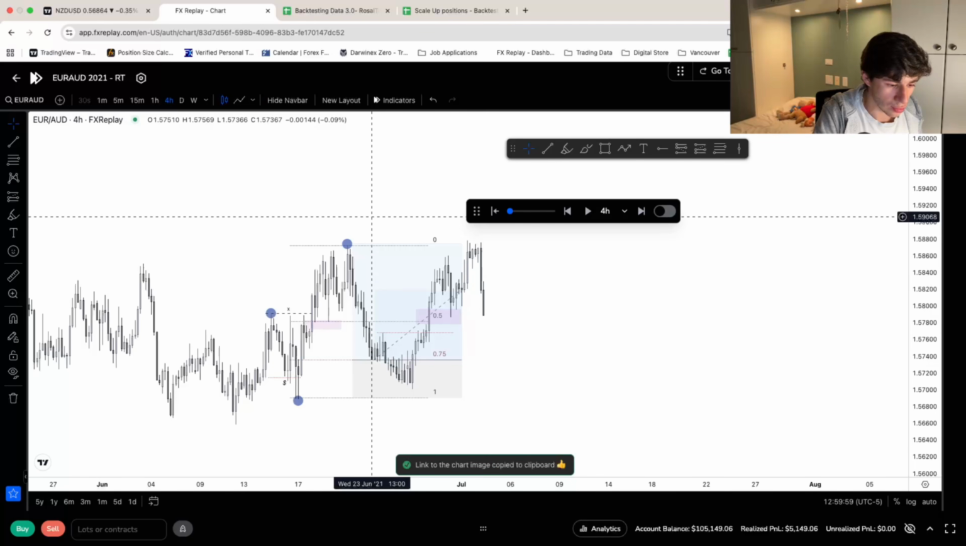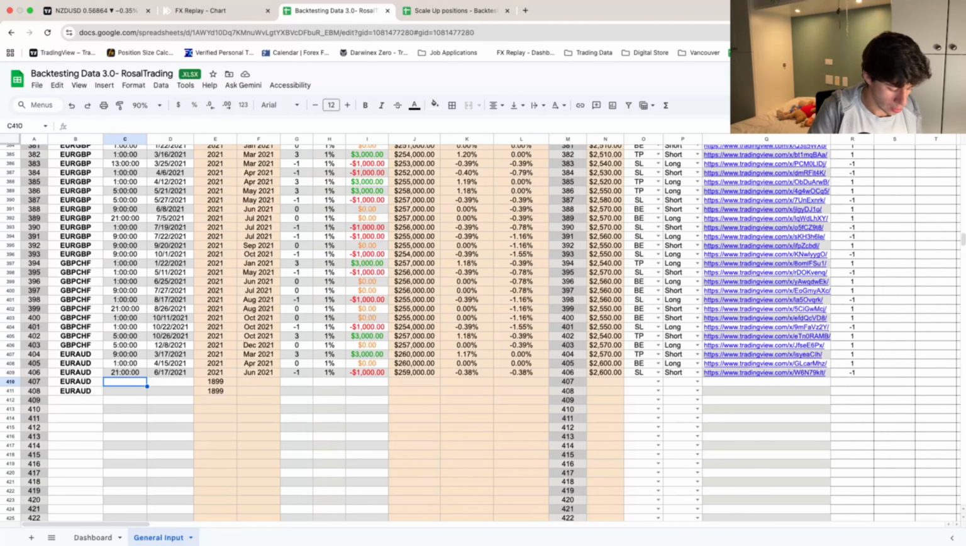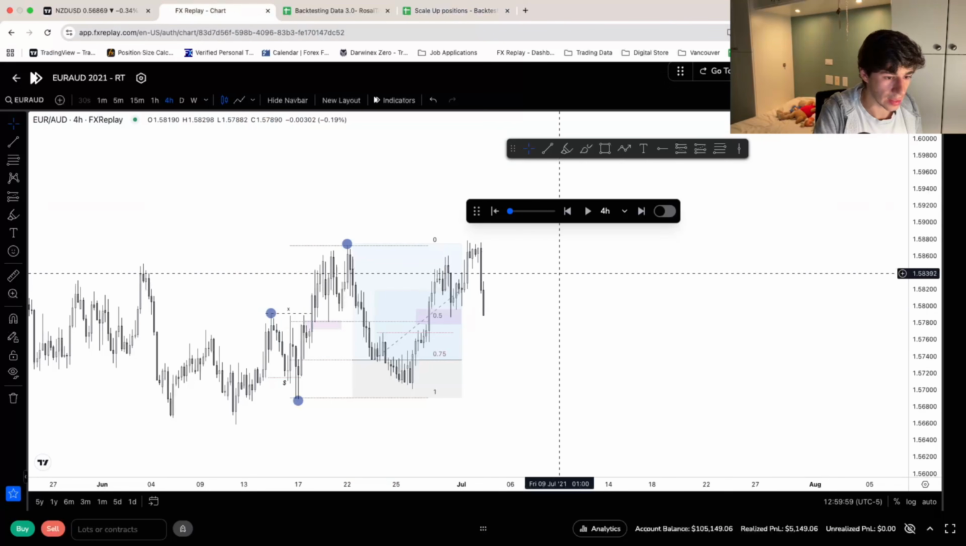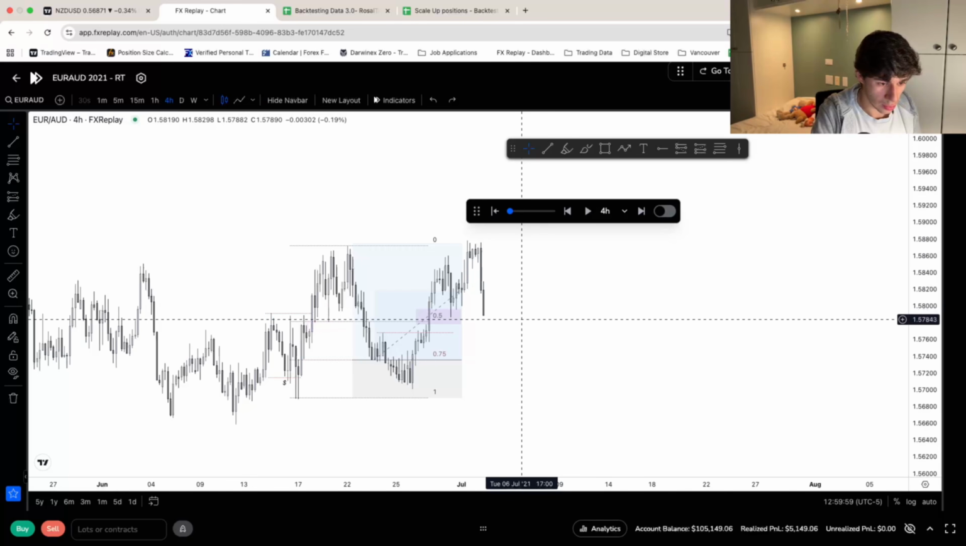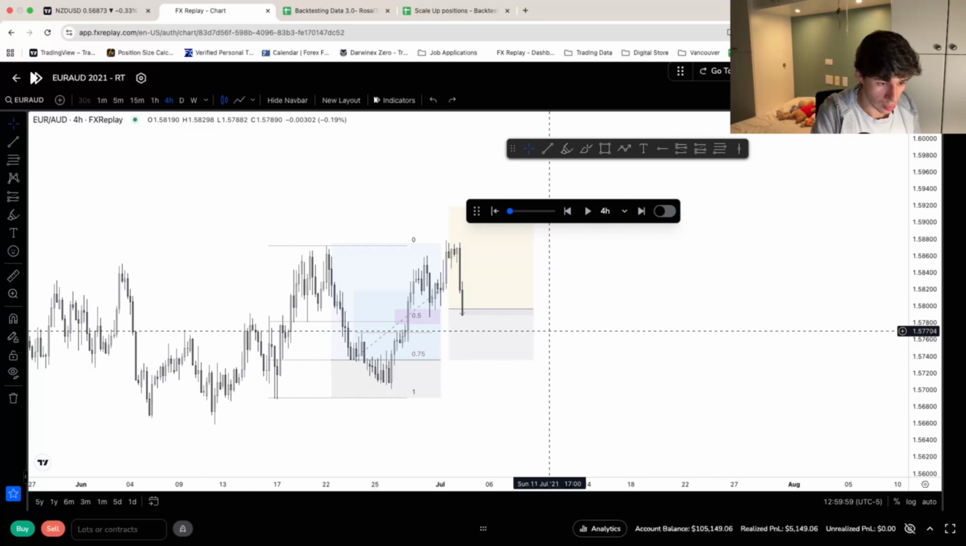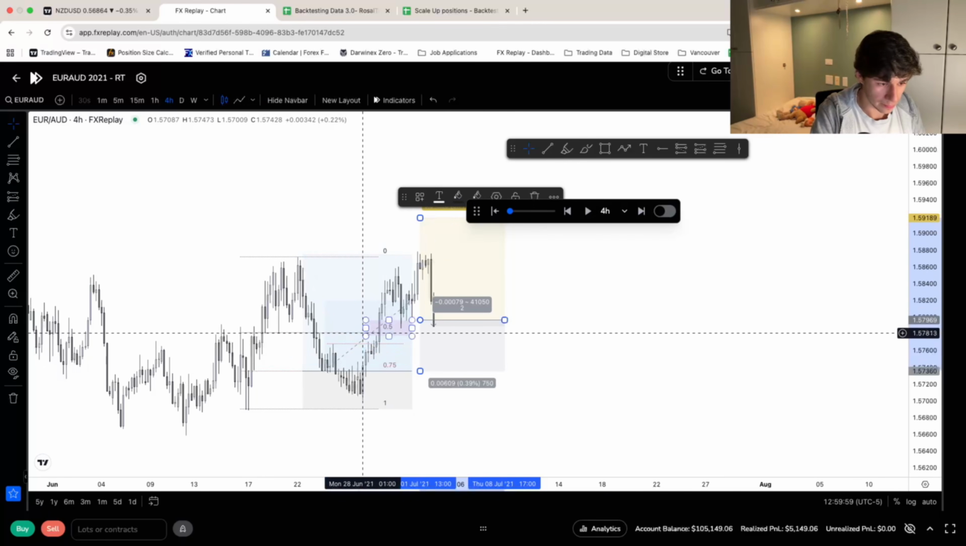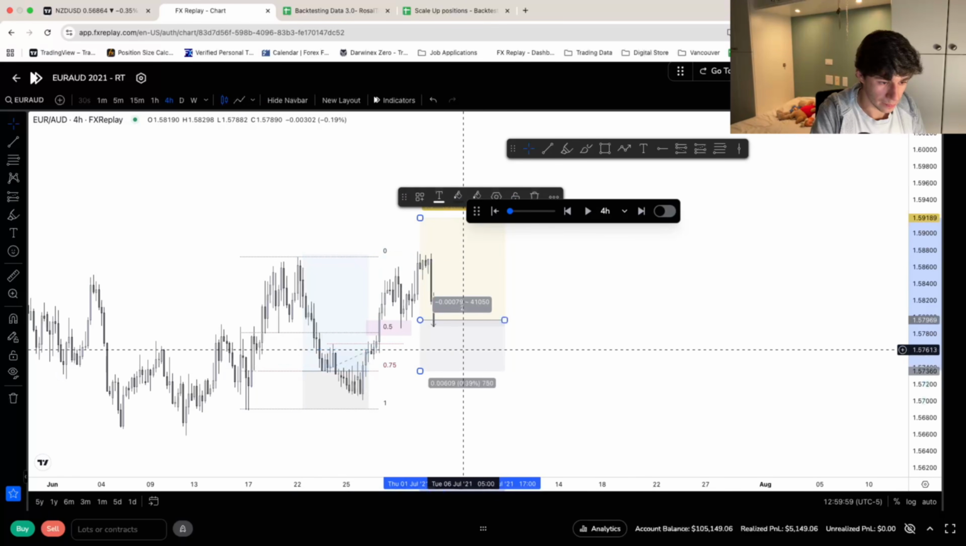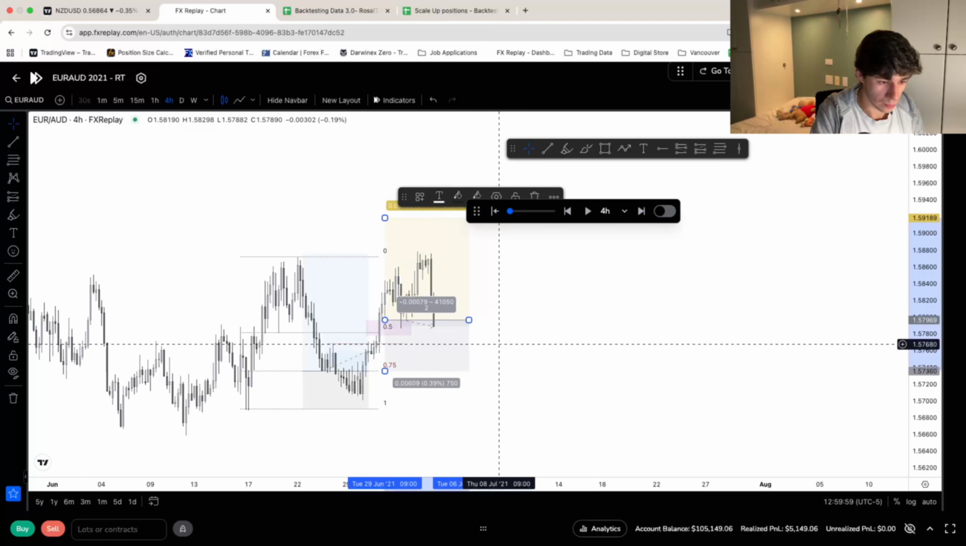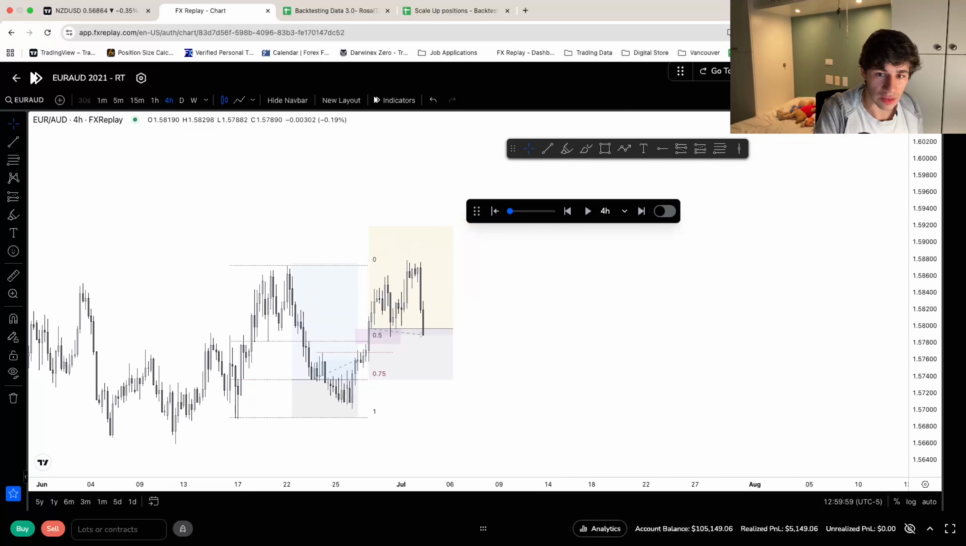So we got tagged June 23rd at 13. This was a TP 3000 TP long, and then now let me journal my scale up position. There you go. So that was the scale up. It went break even in that one.